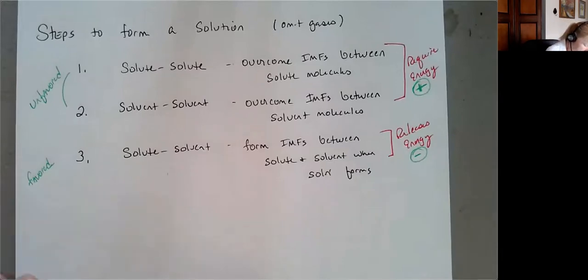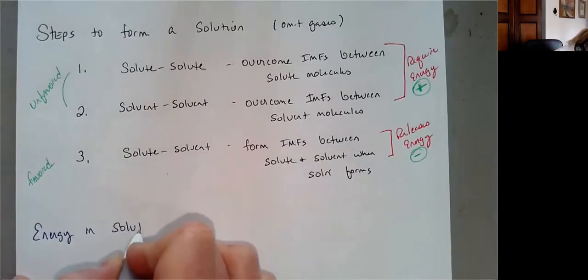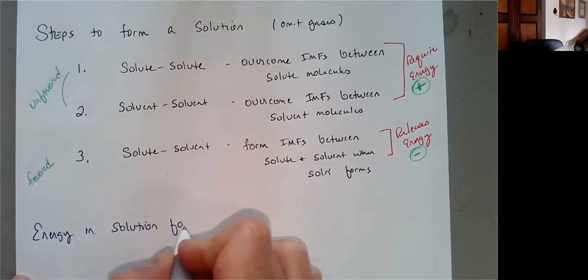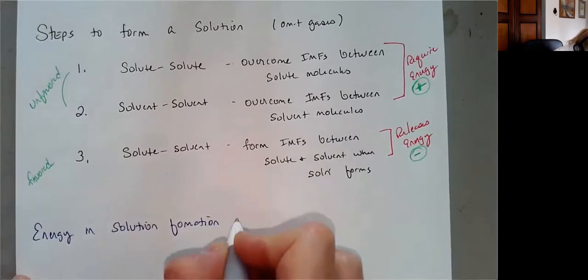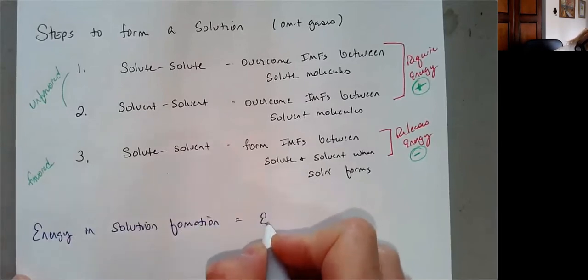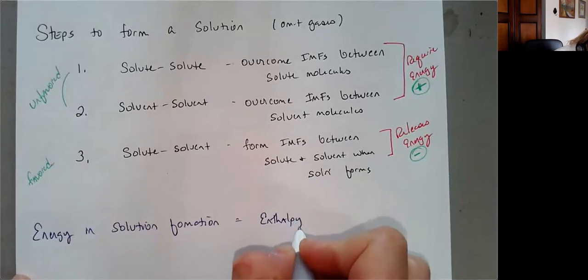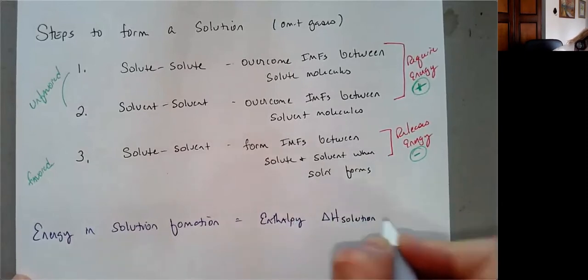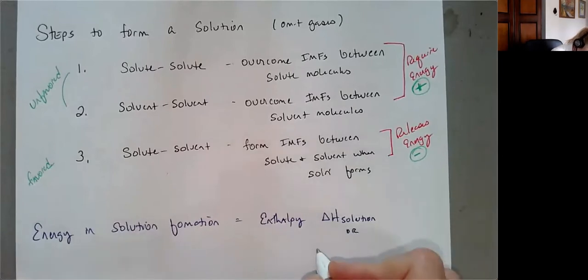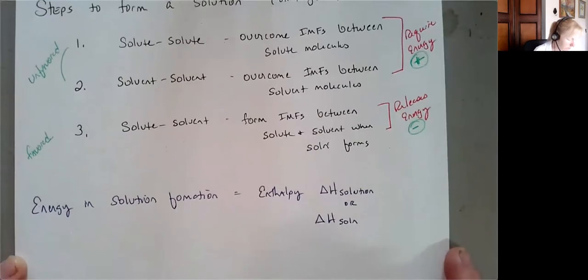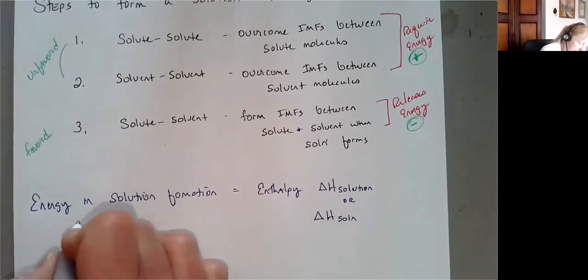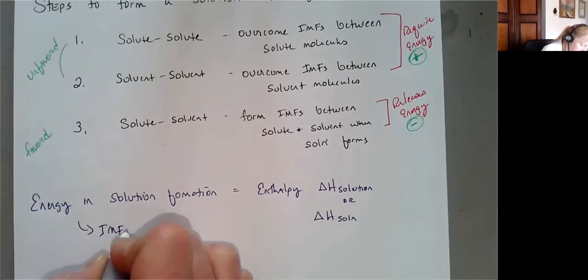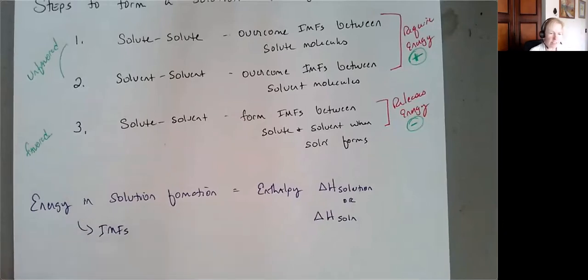And so we have a way of talking about this energy. And so this energy, energy in solution formation, is enthalpy, delta H of the solution. So we write it that way, or we could write it delta H SOLN, which is short for solution. So that's how we're going to track these intermolecular forces, right? What the energy is, either I'm forming them or I'm breaking them.